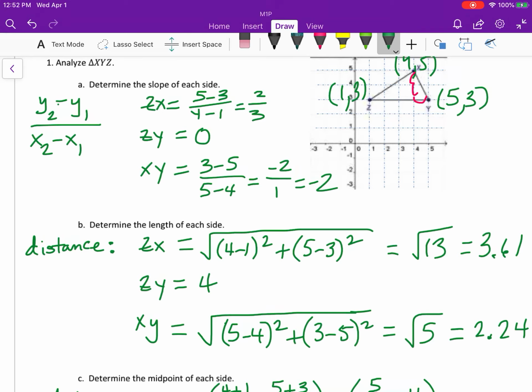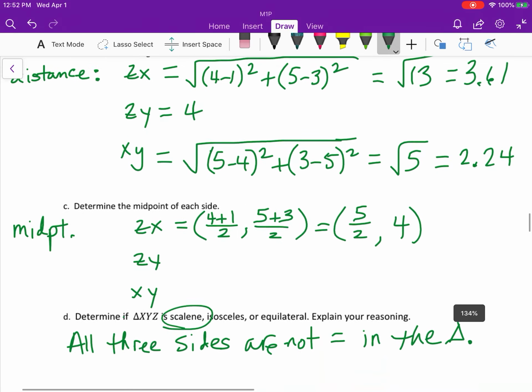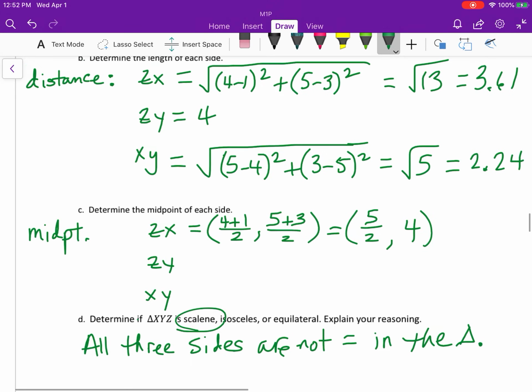Why does that not show up on the actual picture though? ZX. 4 plus 1, 5 plus 3. Hang on a second, I don't know why this isn't working for us.